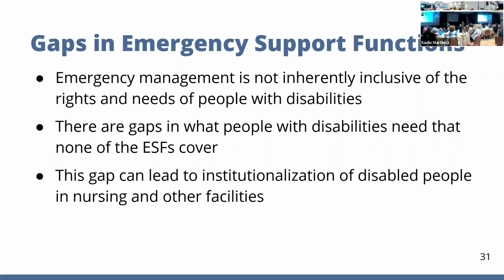Notoriously ESF 6, which talks about mass care and other things like that, and ESF 8, which I think was more medical kinds of services, don't communicate with each other. What happens when those two places don't communicate with each other? People with disabilities end up in institutions. We end up sicker, we end up dying, we end up having bad things happen to us when the ESFs don't communicate.